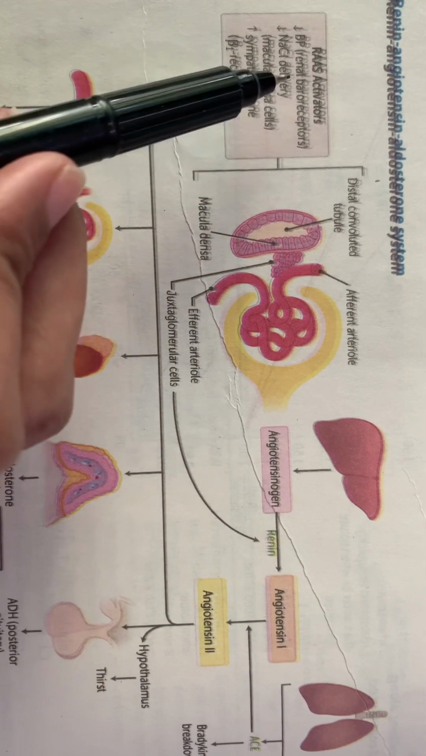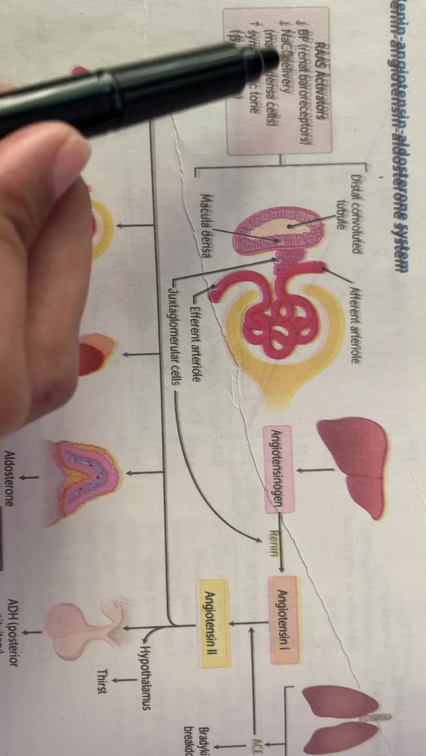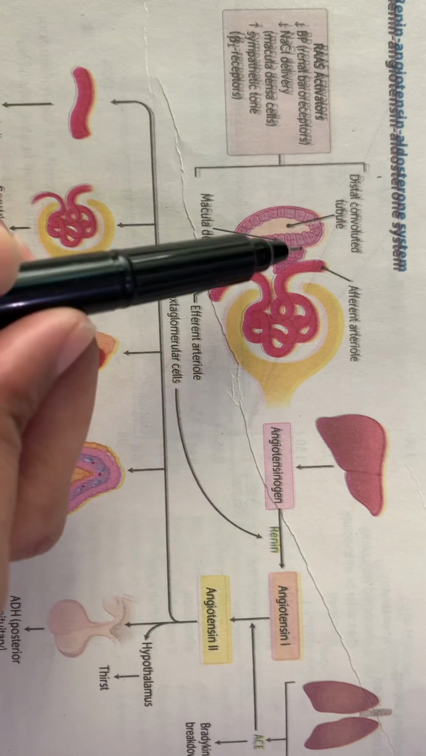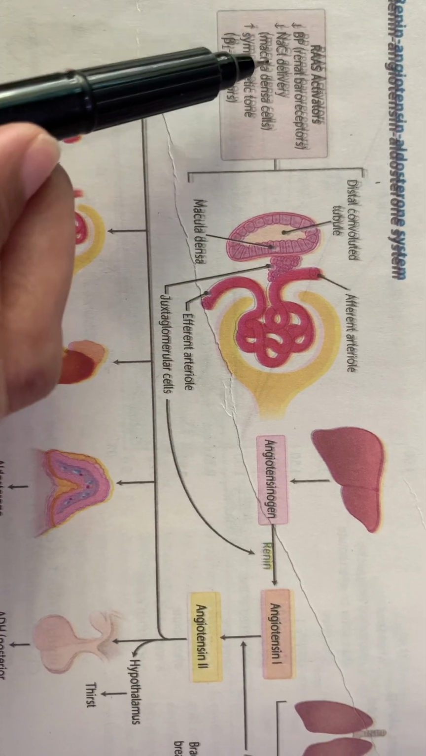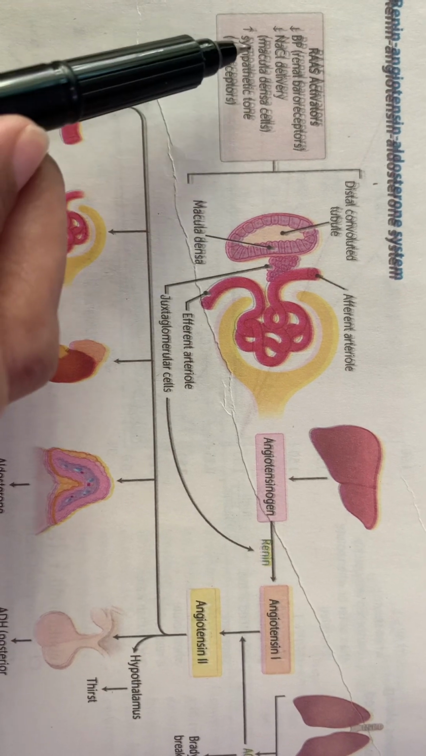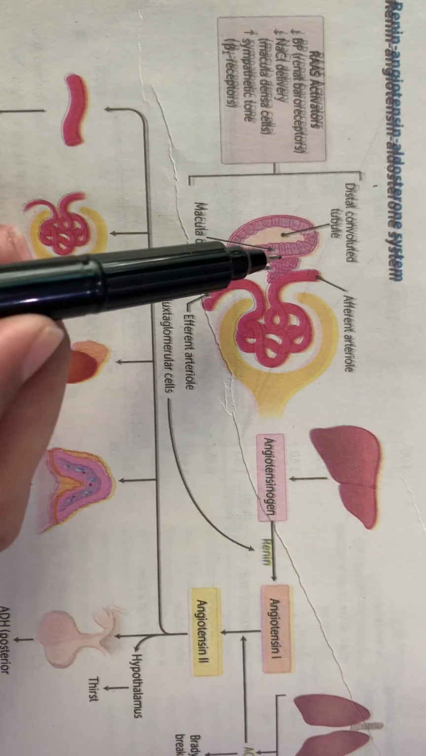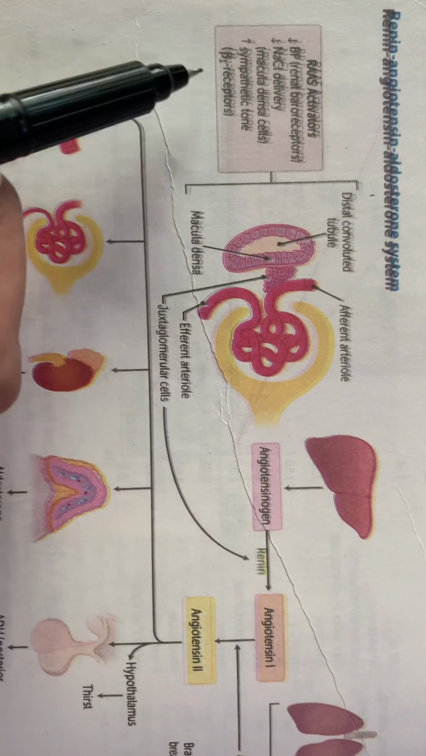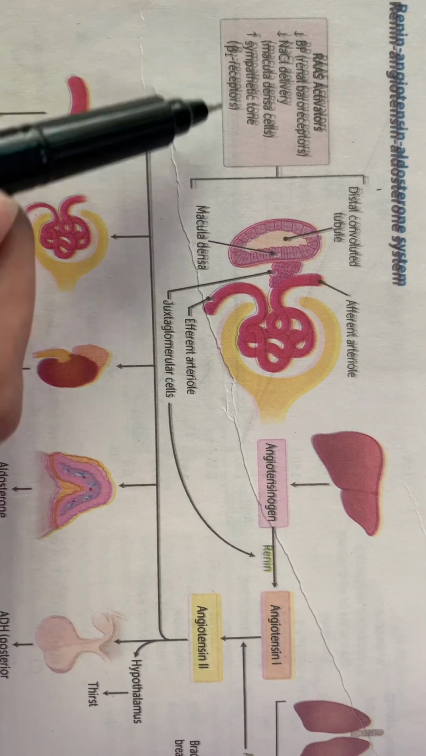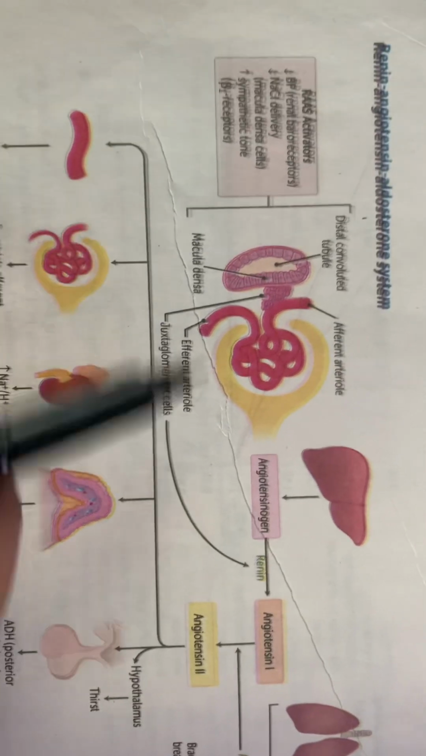Now, the factors which activate the renin angiotensin aldosterone system are decrease in the BP, which is detected by the renal baroreceptors, decrease sodium chloride delivery, which is detected by the macula densa cells, and increased sympathetic tone, which is detected by the beta 1 receptors.